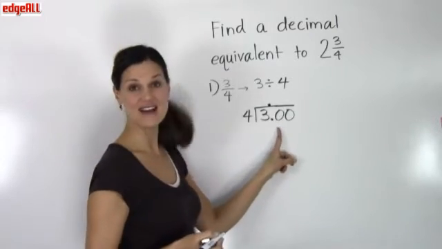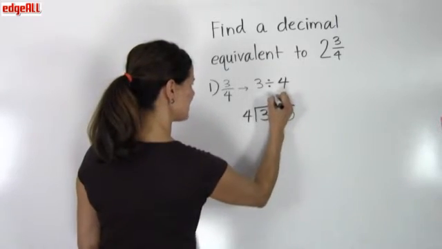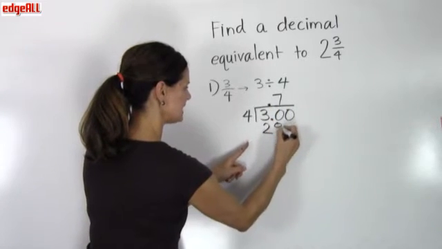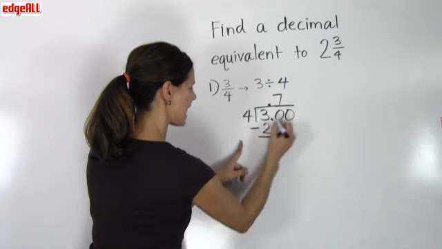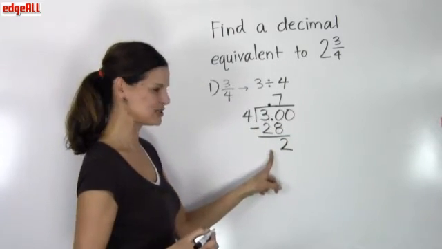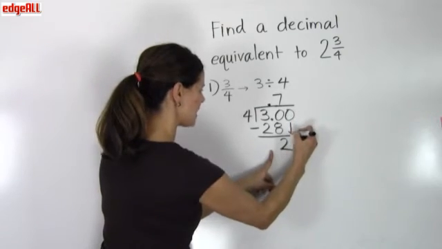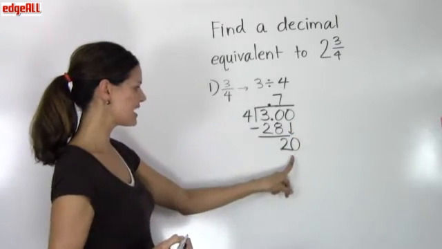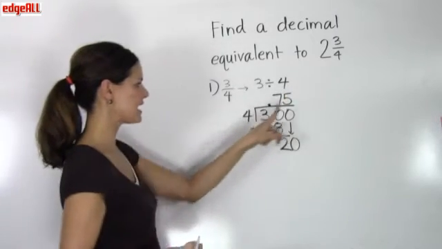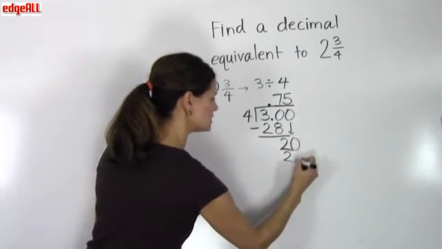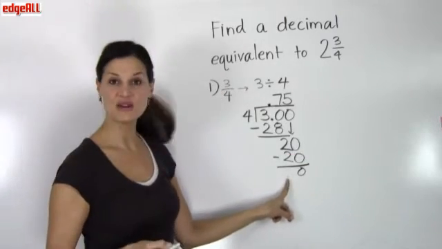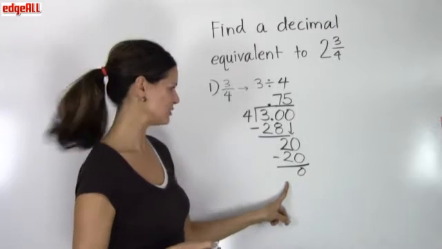So now I can begin. I've got 30 divided by 4, which is 7. And so my 7 goes here. 7 times 4 equals 28, and I write that below. Subtract, and I have a remainder of 2. 30 minus 28 is 2. So I bring my 0 down here. And now I've got 20 divided by 4 equals 5. I place my 5 right here. 5 times 4 equals 20. Subtract, 20 minus 20 equals 0. No remainder, so I'm finished with my long division problem.